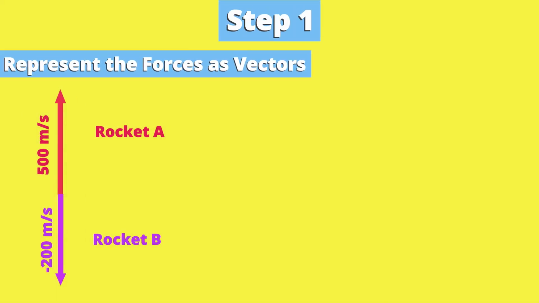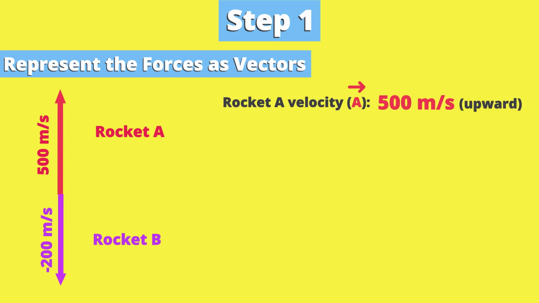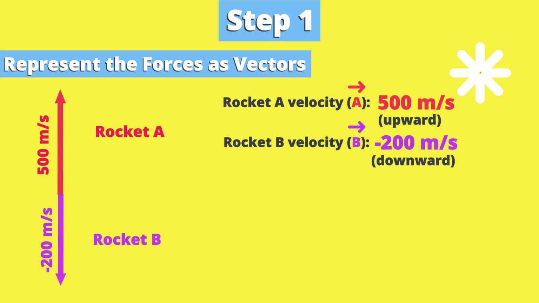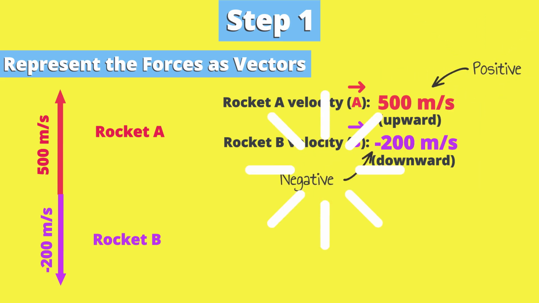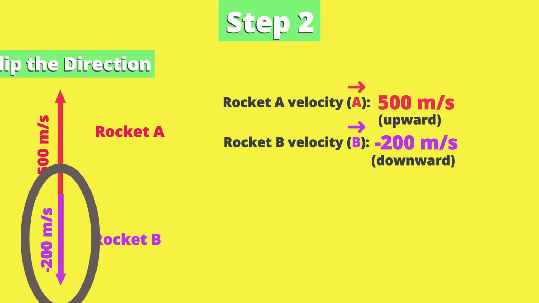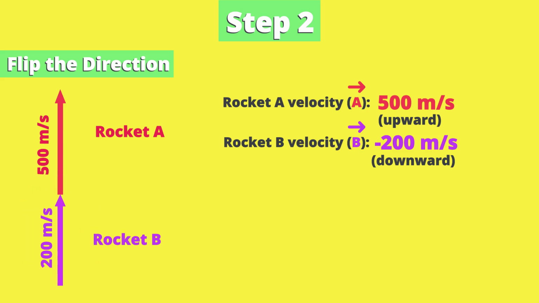Step 1. Represent the forces as vectors. Rocket A's velocity upward, A equals 500 meters per second. Rocket B's velocity downward, B equals negative 200 meters per second. Here, positive means upward and negative means downward direction. Step 2. Flip the direction of rocket B's vector. To subtract B, reverse its direction. Negative B equals positive 200 meters per second.